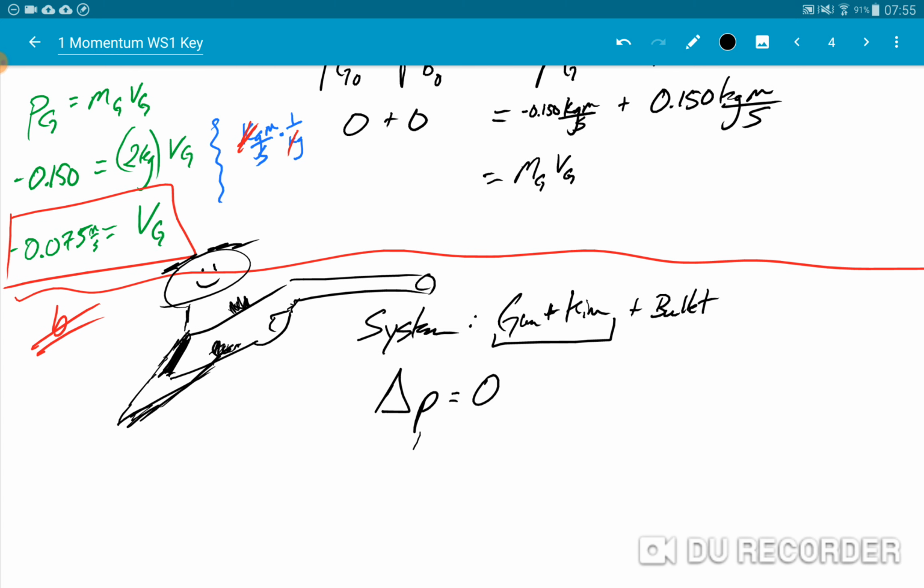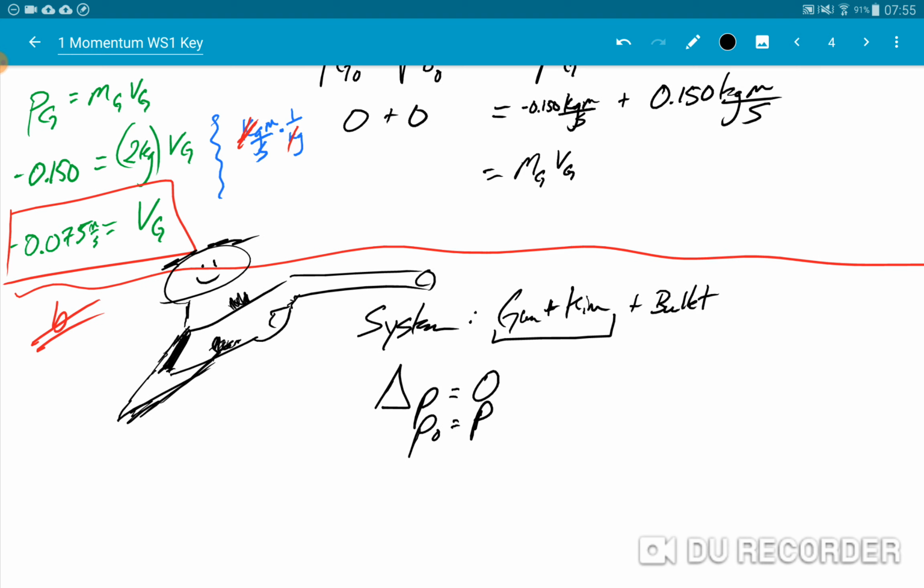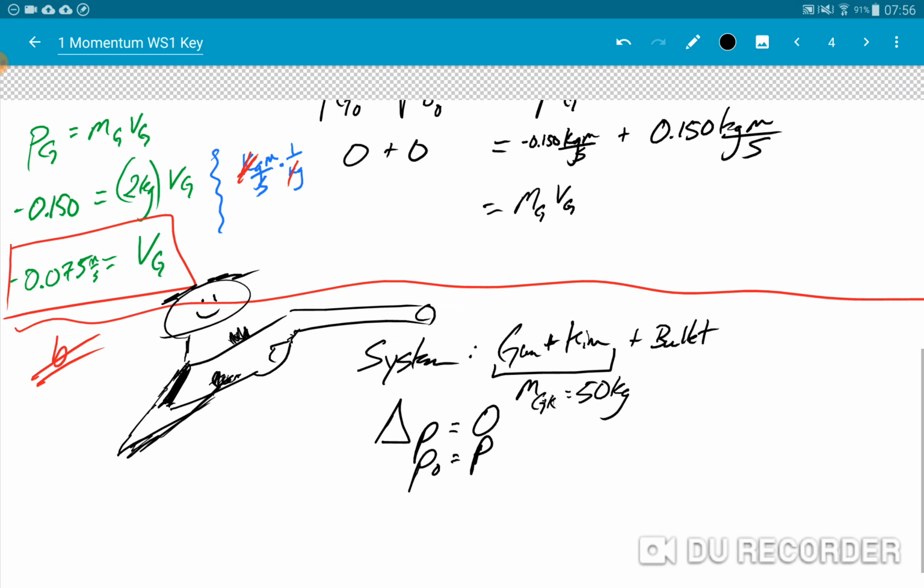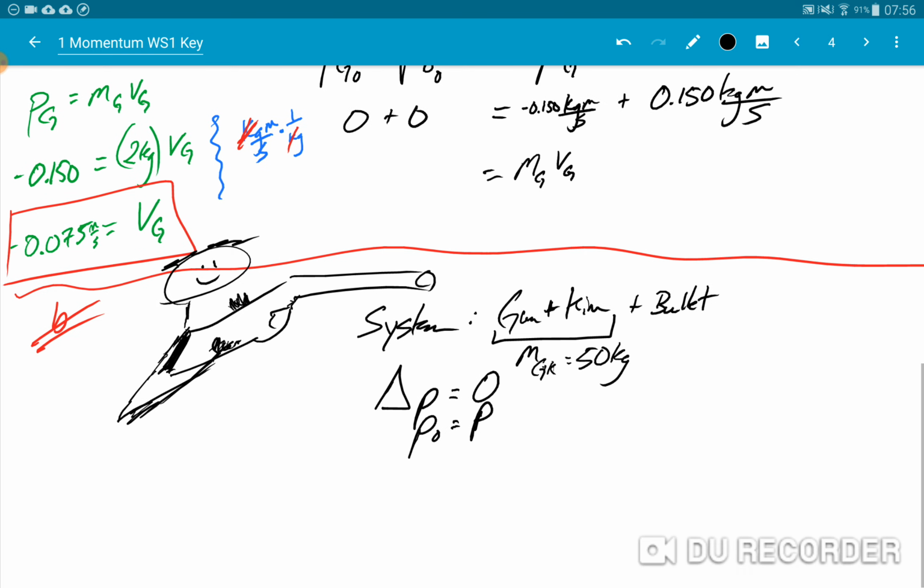And so I know that the change of momentum still must be 0, and the momentum beforehand must be equal to the momentum afterwards. And now, whenever I'm thinking about the gun, it's really just the gun and Kim. So now let's think about that. Hey, what's the mass of the gun and Kim there? Well, that's 2 kilograms for the gun and 48 kilograms for Kim. So that's a total of 50 kilograms. So now I can just think about that as one thing. I don't have to write it as 2 separate things if I know that they're going to be moving together.